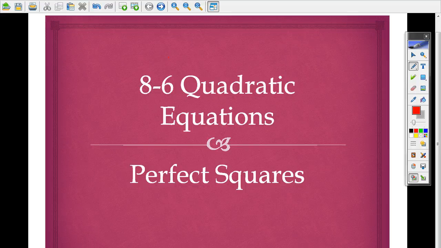This is Chapter 8, Section 6, Quadratic Equations, Perfect Squares. So in the previous section, we learned about difference of squares. So today we're going to learn about perfect squares.